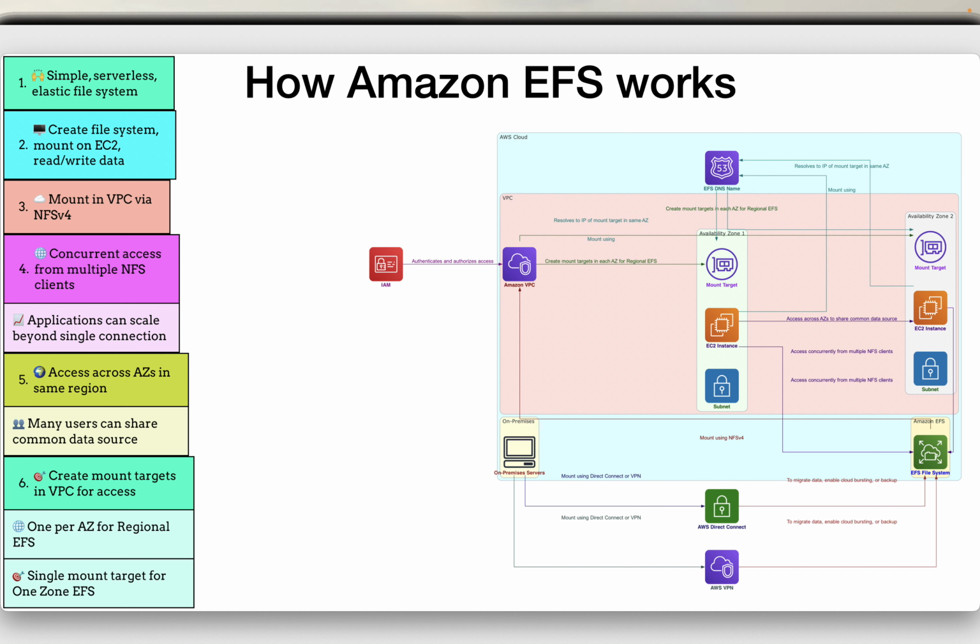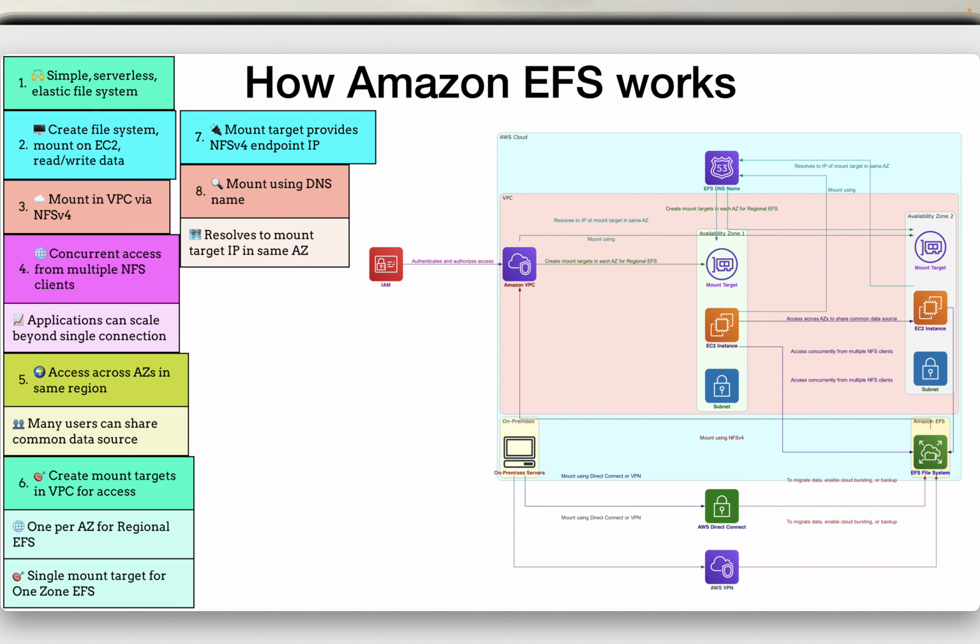To access your Amazon EFS file system in a VPC, you create one or more mount targets in the VPC. For regional file systems, you can create a mount target in each availability zone in the AWS region. For one zone file systems, you create only a single mount target that is in the same availability zone as the file system. A mount target provides an IP address for an NFSv4 endpoint at which you can mount an Amazon EFS file system.